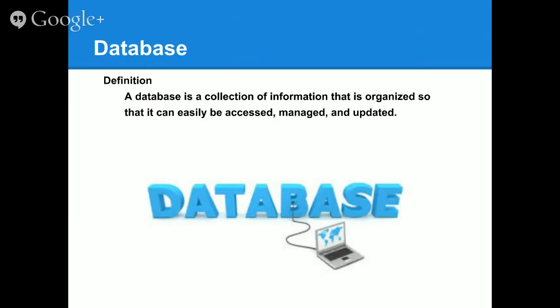The second topic I will talk about is database. A database is a collection of information that is organized so that it can easily be accessed, managed, and updated in one view. Databases can be classified according to types of content: bibliographic, full text, numeric, and images.